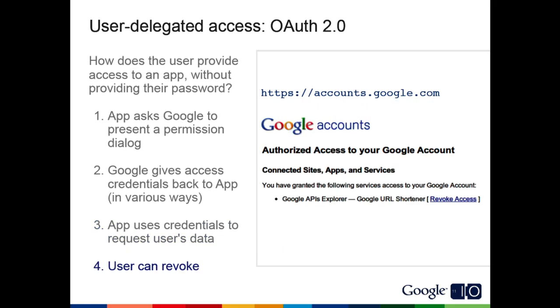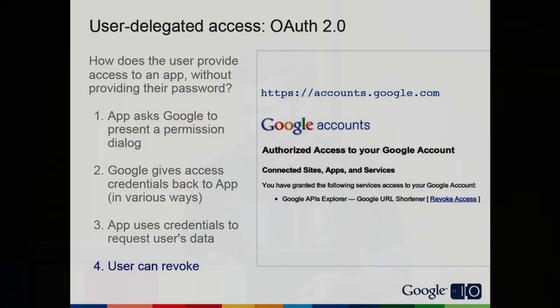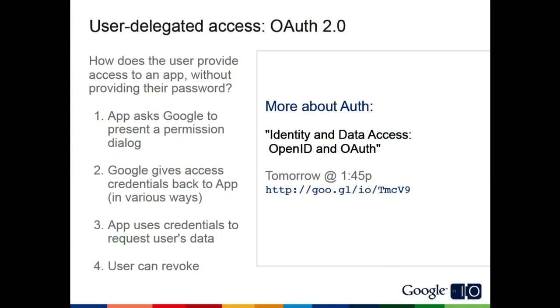And it's actually a step 4, which is that the user themselves may at some point decide that they don't like you anymore, they want to clean up who they've granted permission to. They can go to the accounts.google.com page, and as you see here, this user is granted access to the URL shortener, to the API Explorer and the URL shortener in particular, and they can revoke access instantly. This is a very quick tour of OAuth. There will be a talk tomorrow, 1:45, covering a lot of these topics in a lot more detail.